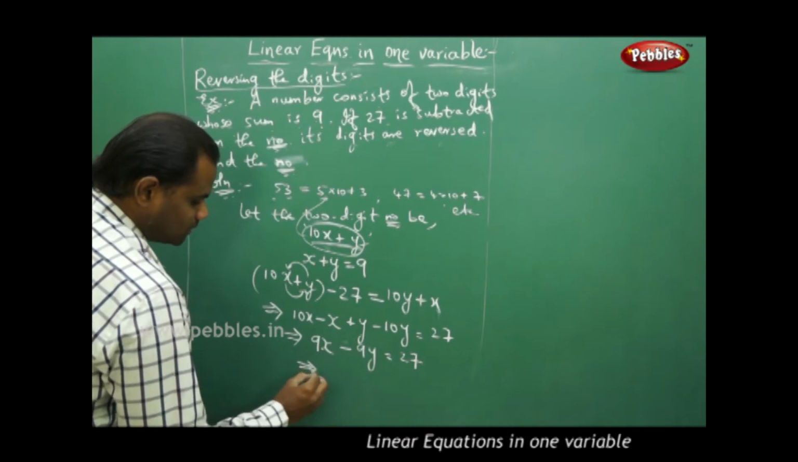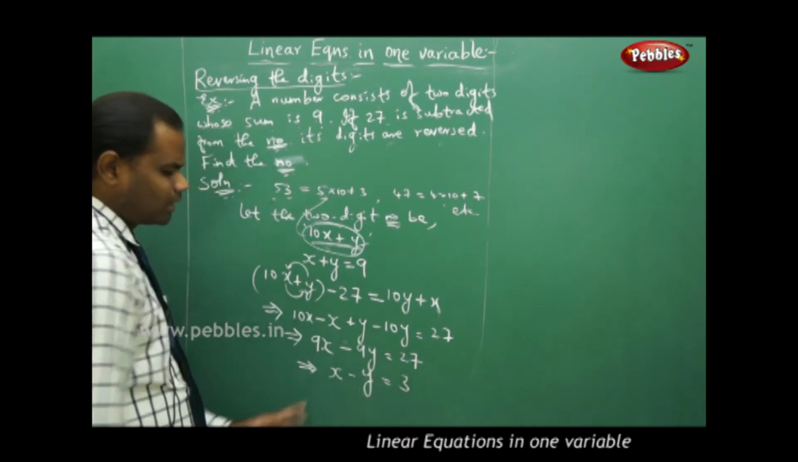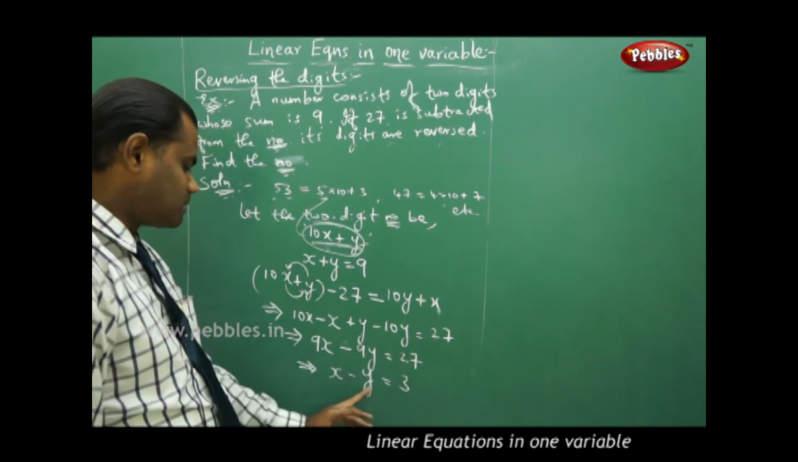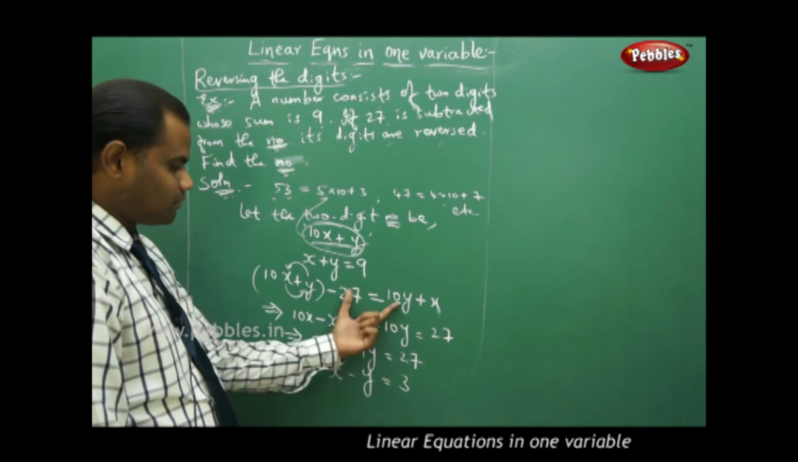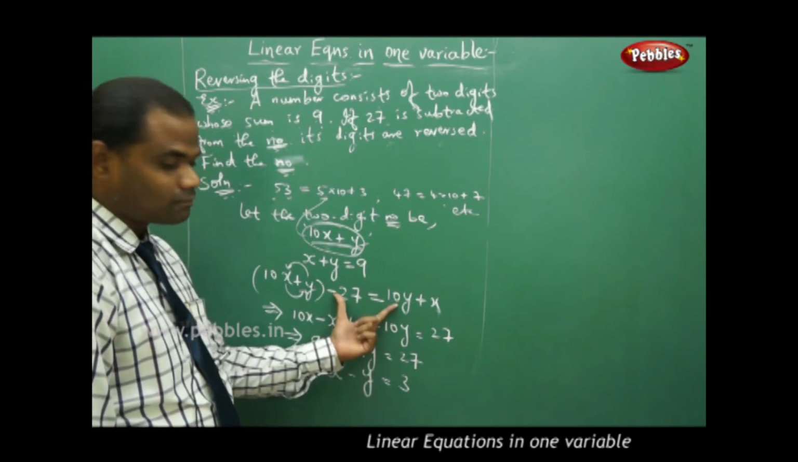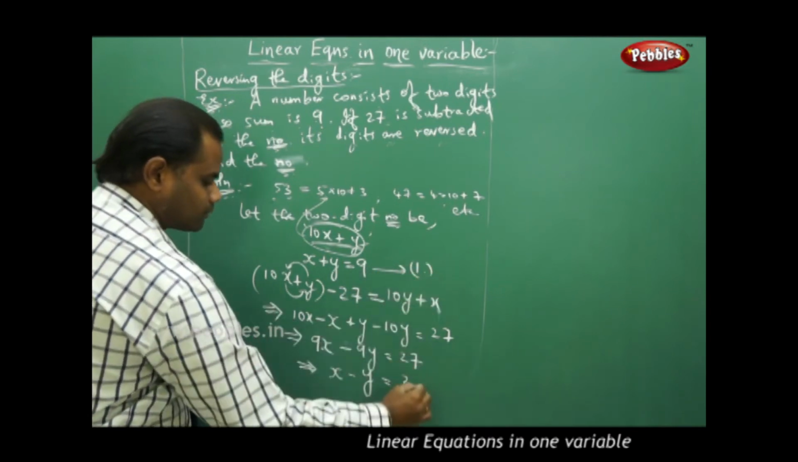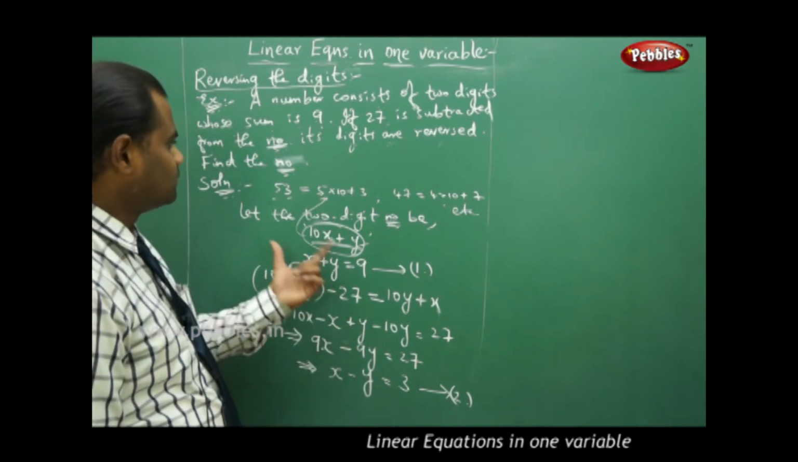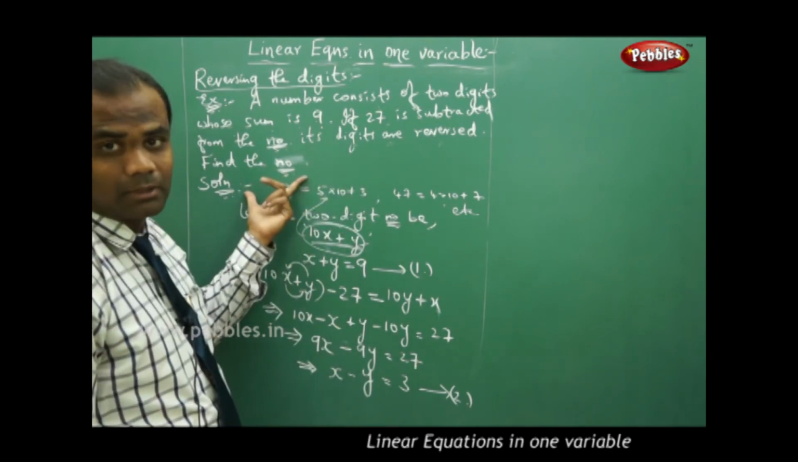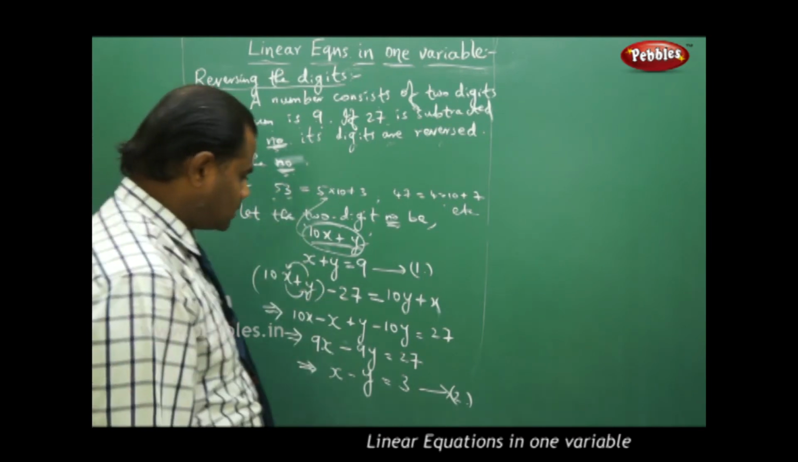Then this would be nothing but taking 9 common and cancelling with this, I get x minus y equal to 3. This is one of the equations which I got from the second condition of the statement. Now I want to solve equation 1 and equation 2. Then I get the value of x and y, which would give me the 2-digit number required in the problem. So let's take equation 1 and 2 and then solve them.